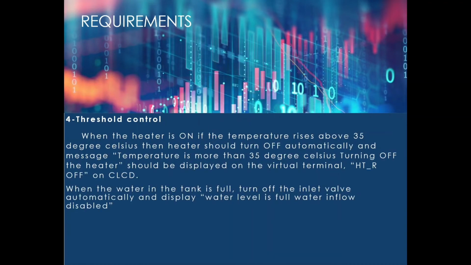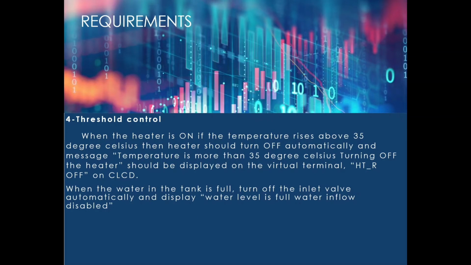And last, we have to make a threshold control. Like in the heater, if the temperature rises above 35 degrees Celsius, then the heater should turn off automatically. If the temperature is more than 35 degrees Celsius, then we have to turn off the heater, and it should be displayed on the virtual terminal on the Blink app.